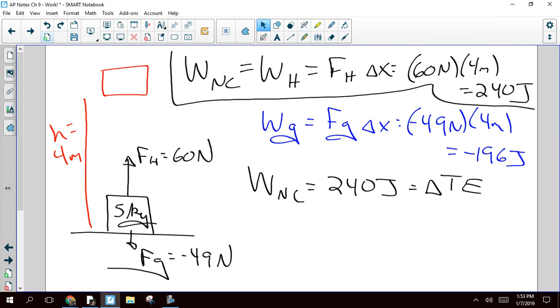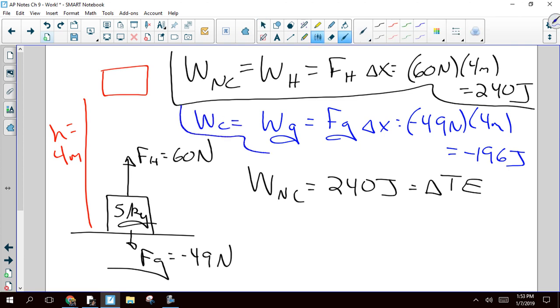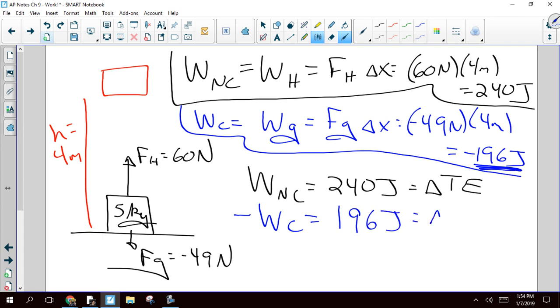All right, well, gravity is my conservative force, right? So that means that if the work done by conservative forces is negative 196 joules, then, how do I want to write this? The opposite of that, the work done by my conservative forces, the opposite of that would be 196 joules, right? That's my change in potential energy.